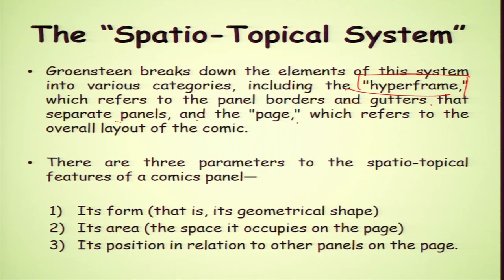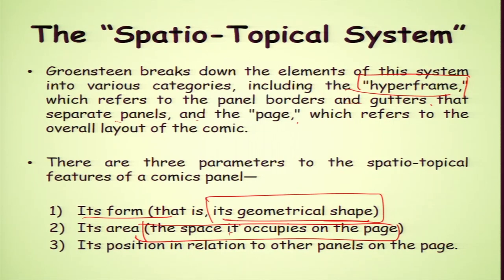So moving to the next slide, what you see is that there are three parameters to the spatio-topical features of a comic panel, and that is very important to understand the spatio-topical system. So first, it's a form, which simply means a geometrical shape. See, I'm very specifically talking about it so that you can understand. Second, it's area, which means the space it occupies on the page. Simple. Area means the space it occupies on the page. And the third is its position in relation to the other panels on the page. All right.